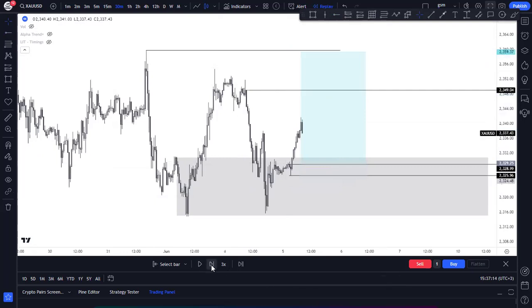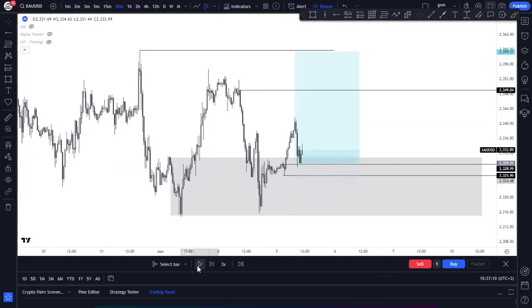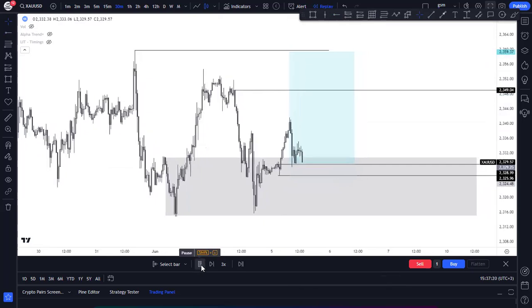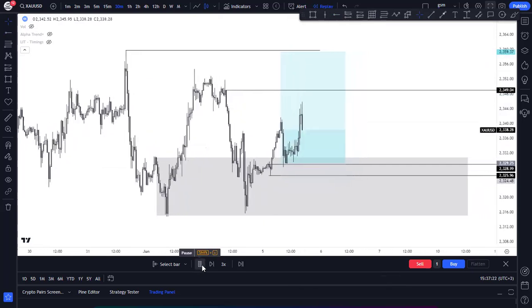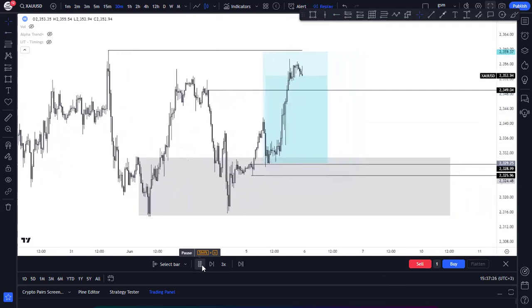So if I pay, the price stopped right there. If I let the price go, we simply took out those highs.